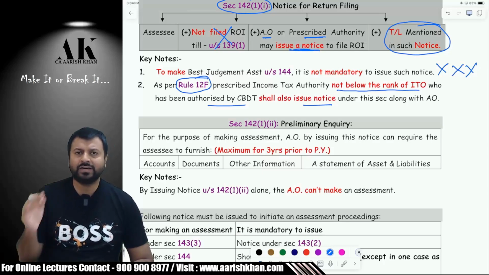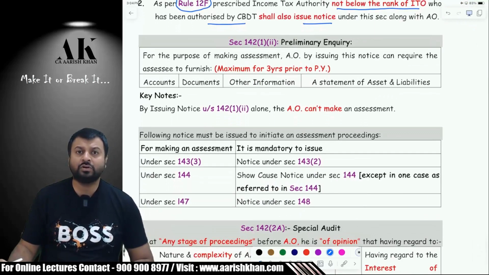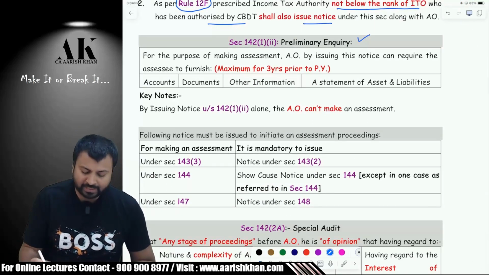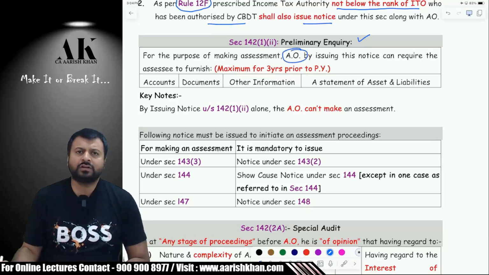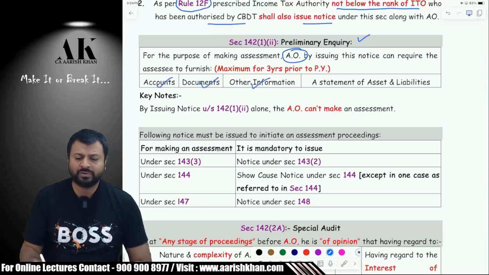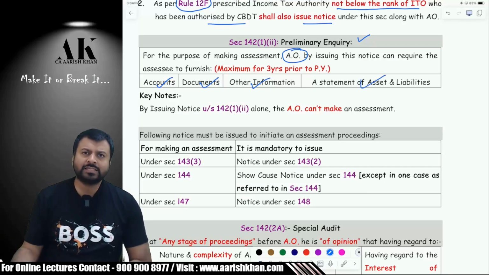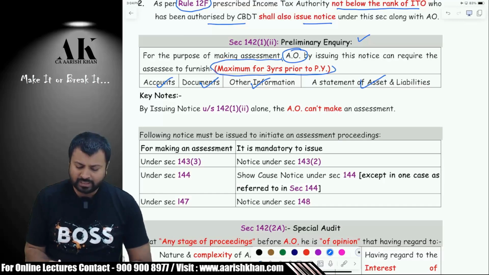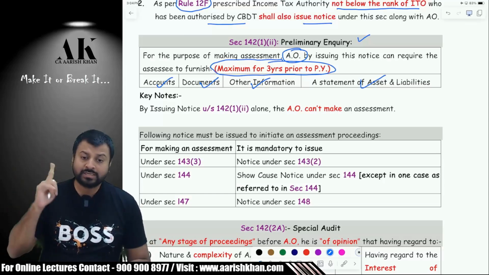Okay, the notice will tell you in how many days the return has to be filed. The second section, 142 subsection 1 clause 2, is a section of preliminary inquiry. In this section, the AO will send you a notice to ask you for certain information. He may ask you for your books of accounts, for your documents, for your other information, for your statement of assets and liabilities. Okay, he will ask you for all these things, and he will ask you maximum for how many years? Maximum 3 years data he can ask you. He cannot ask you data beyond 3 years as per this section.